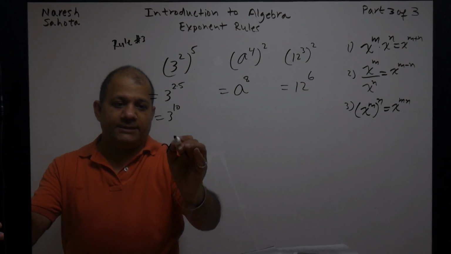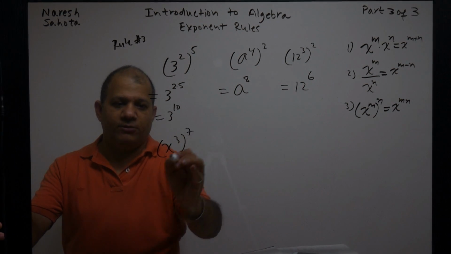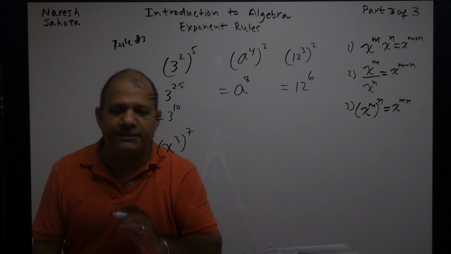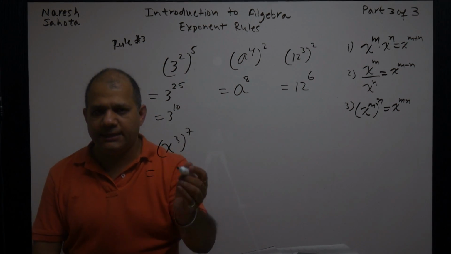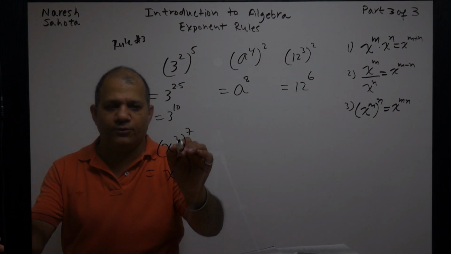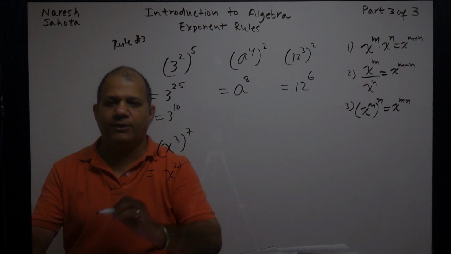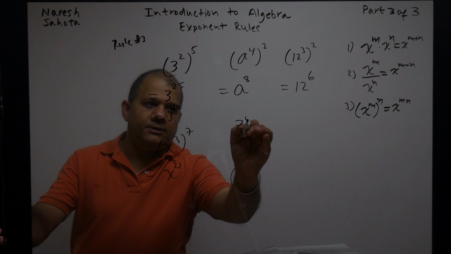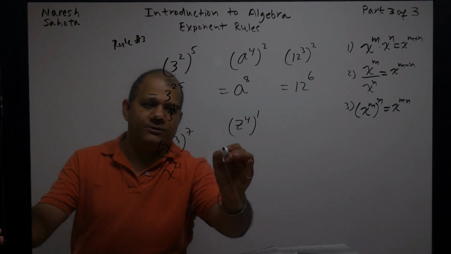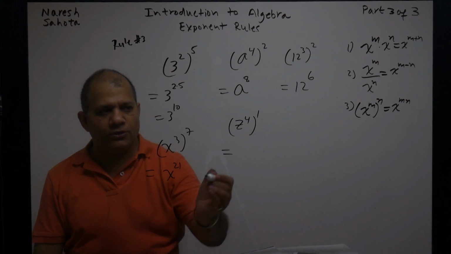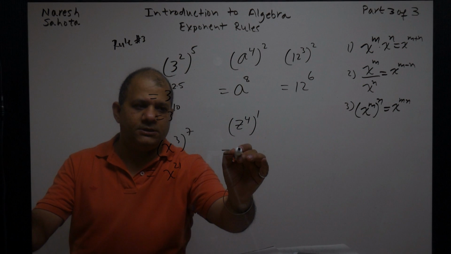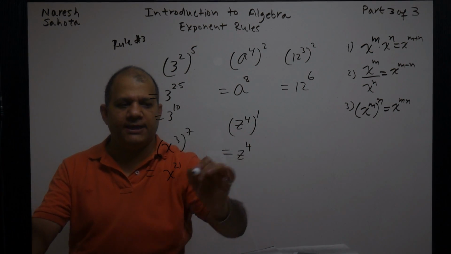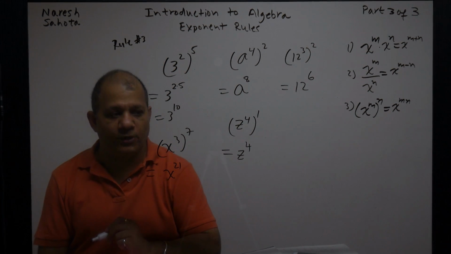Alright, so x to the 3 raised to the exponent 7. So exponent to an exponent, that's what you've got to recognize. Once you recognize that, you multiply the exponents. So 3 times 7 is 21. So that's x to the 21. Now z to the 4 raised to the exponent 1. So exponent to an exponent, so 4 times 1 is 4, so that stays as is, z to the 4.